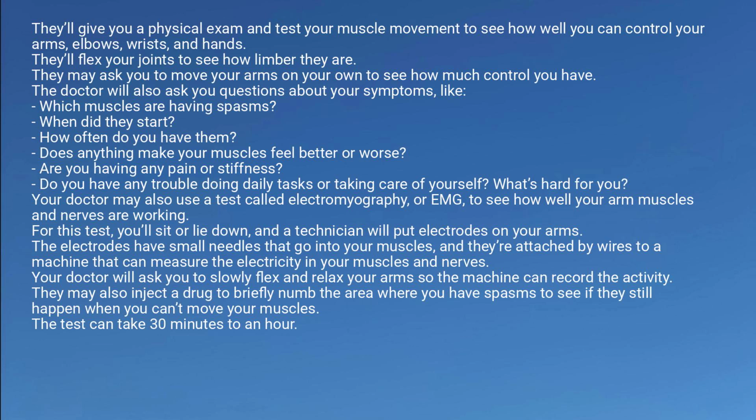Your doctor may also use a test called electromyography, or EMG, to see how well your arm muscles and nerves are working. For this test, you'll sit or lie down, and a technician will put electrodes on your arms. The electrodes have small needles that go into your muscles, and they're attached by wires to a machine that can measure the electricity in your muscles and nerves. Your doctor will ask you to slowly flex and relax your arms so the machine can record the activity.